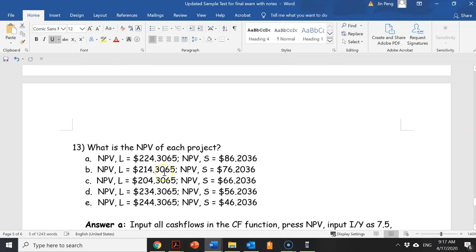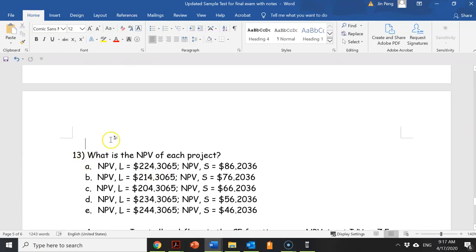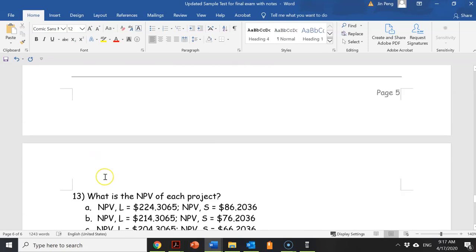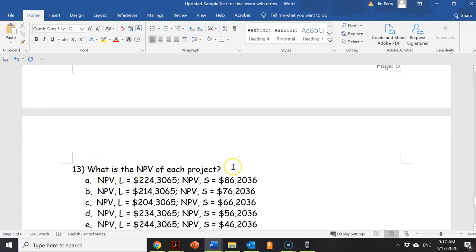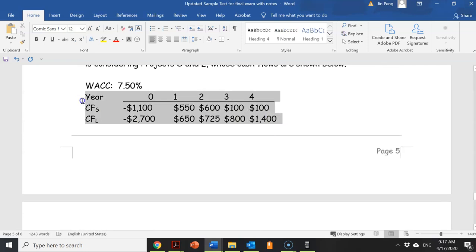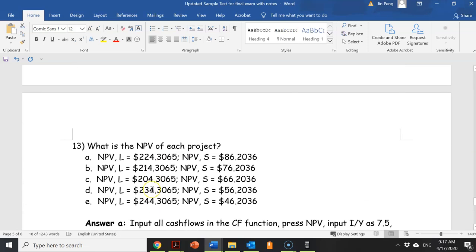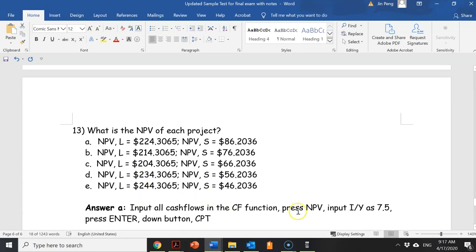Okay, so we're looking at question 13. What is the NPV for each project? This is testing our knowledge of chapter 11, capital budgeting. We can input all the cash flows of the firms in the cash flow function of the calculator, press NPV, input I as the WACC, and compute for NPV.